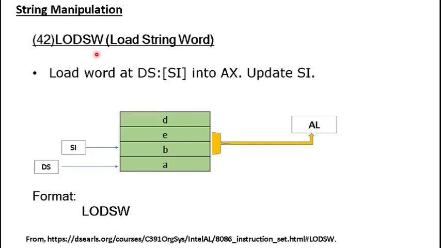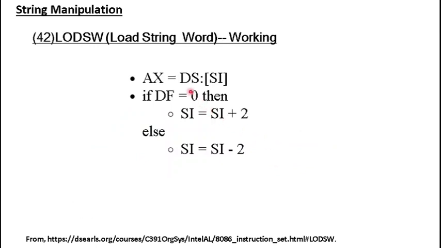Then similar to LODSB, we have LODSW. That means if we need to take out a word from a particular string, LODSW can be used. The setup is the same as LODSB. The DS:SI combination will be pointing to the start of the word which we are interested in within the string. So if we need to copy out BE onto AX, the DS:SI combination should point to the starting B, and LODSW will be issued and it will be copied to AX. So this is the working of LODSW.